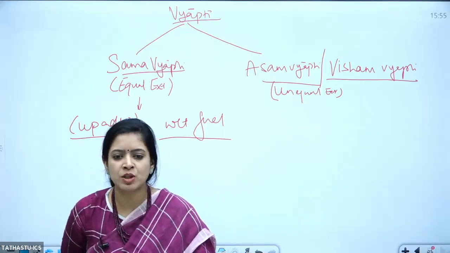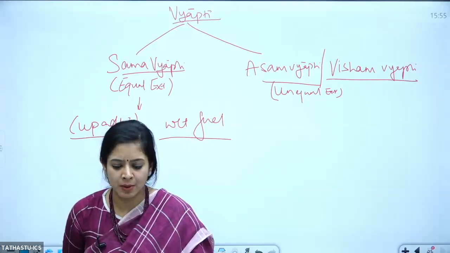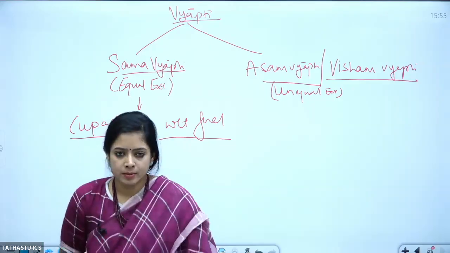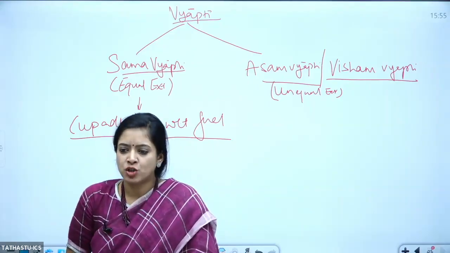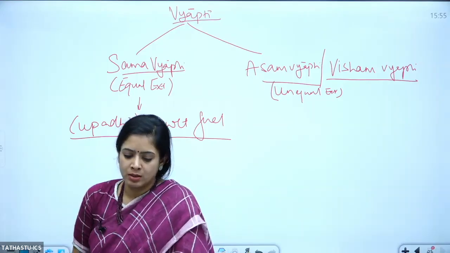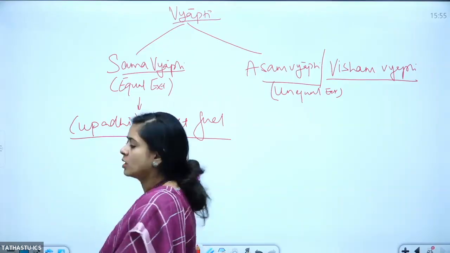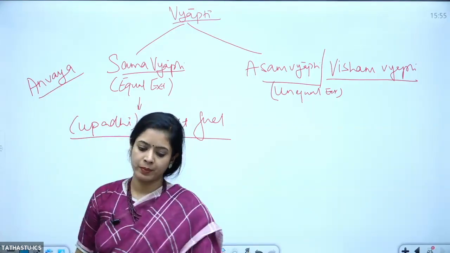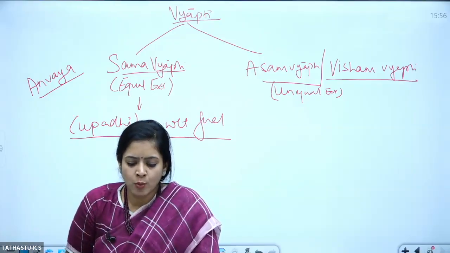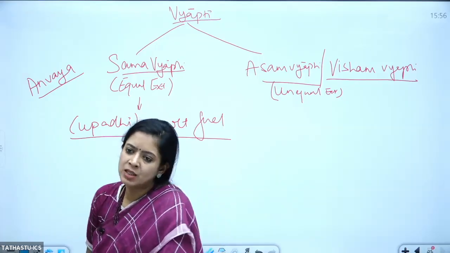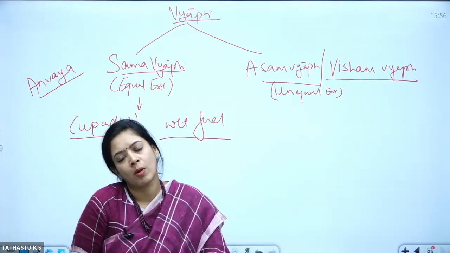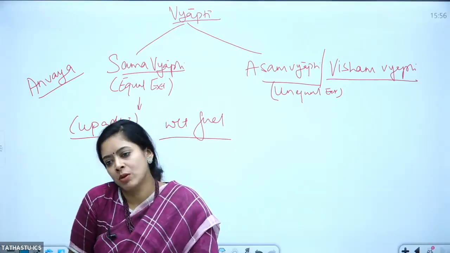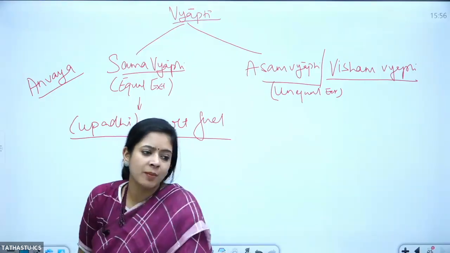Next heading, methods of establishing vyapti. How you can establish a vyapti. Number one, anvaya. In bracket write method of agreement. It is also called agreement in presence.